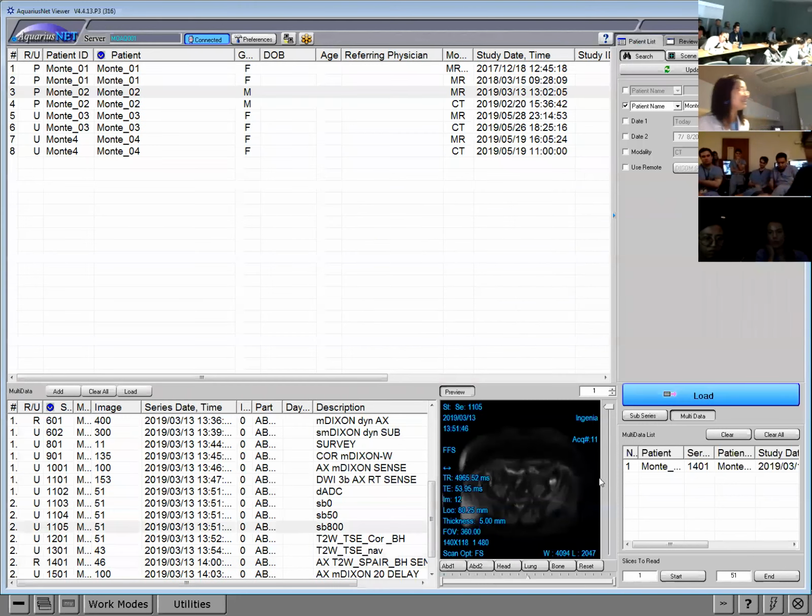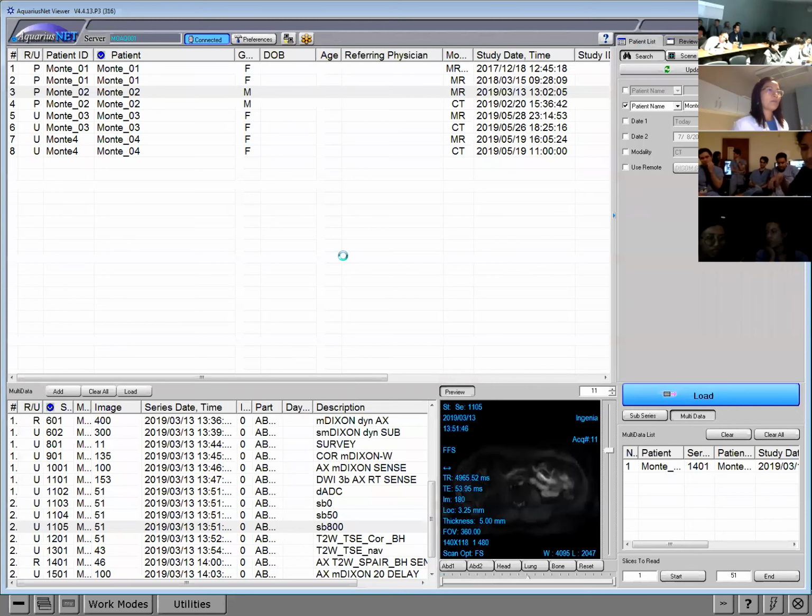Residents? Anybody? Rob? Right, so this is autoimmune pancreatitis. You can see it's restricted. So this is a very classic appearance of autoimmune pancreatitis.